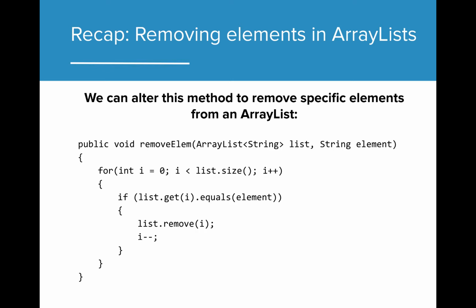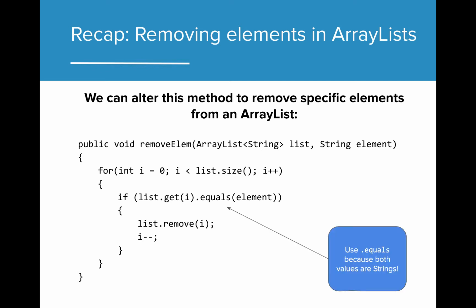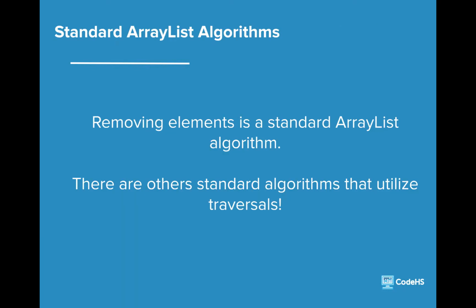We can alter this method so as to remove specific elements from an array list, not just those that start with the letter A. For an array list of strings, we can do so by using list.get(i).equals(element), which checks if the individual values in an array list match the value of the element in question. Traversing an array list to remove specific elements is a standard algorithm for array lists.